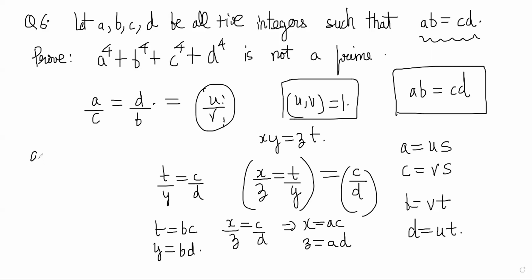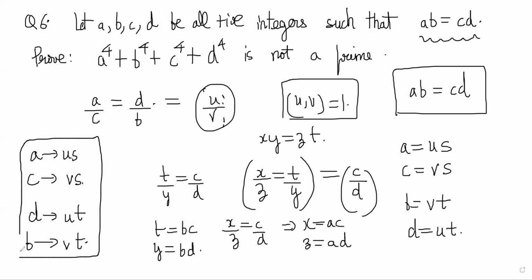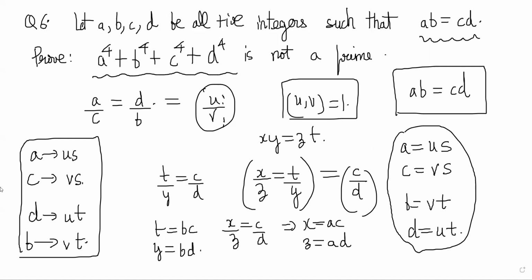So then a can be written as us, c can be written as vs, where s is some positive integer. Similarly, d can be written as ut and b can be written as vt, right? That is how we are getting the solutions us, vs, vt, ut for a, b, c, d, right? Once you get these solutions where u, v, s, t are integers and the gcd of u and v is 1, then we can try and think about what this is, right?